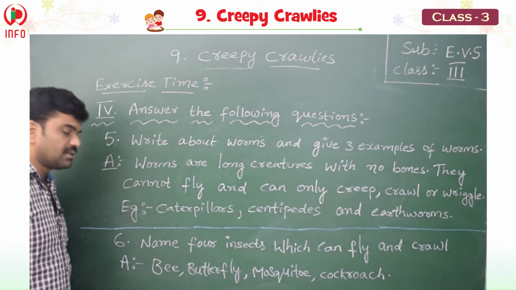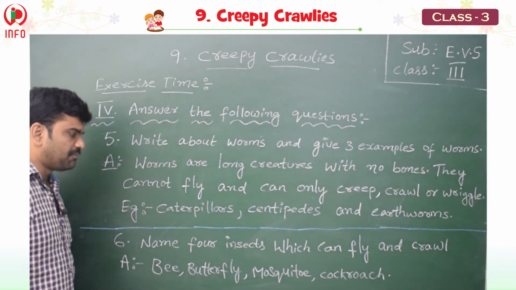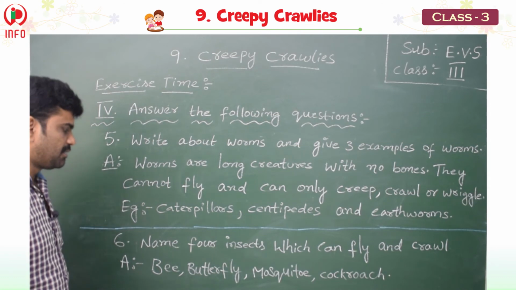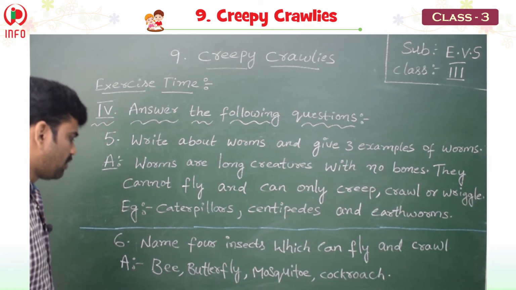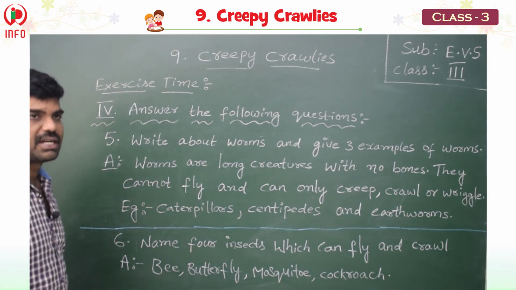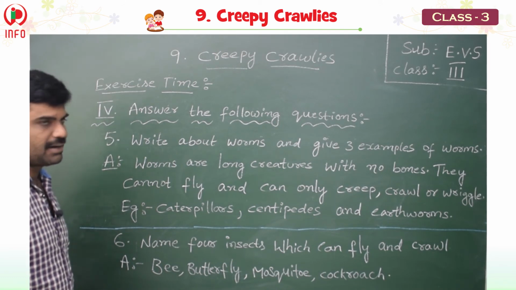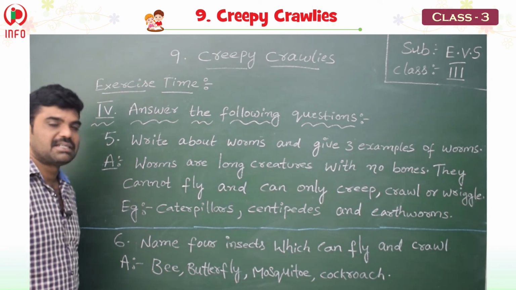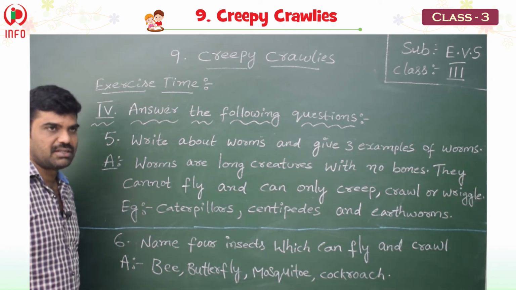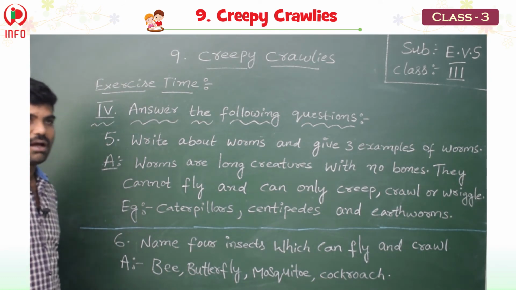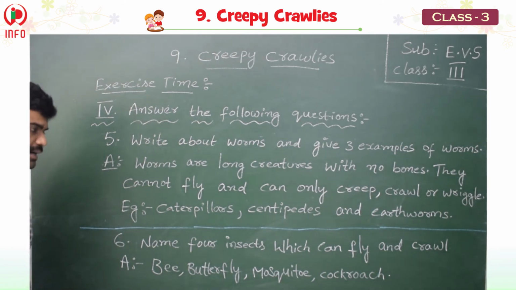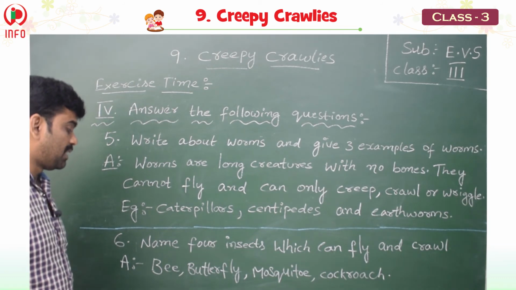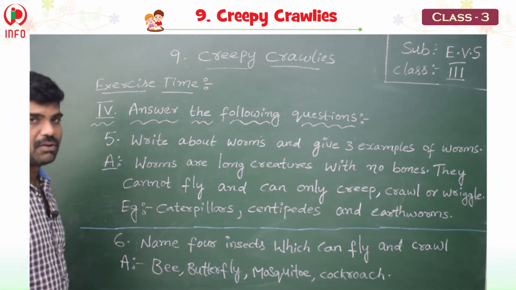Next one, sixth one, name 4 insects which can fly and crawl. That means you have to write the names of 4 insects which can do both flying and crawling. Bee, butterfly, mosquito and cockroach. Children, if you observe, a cockroach can fly and crawl. Like that, these 3 also. Mosquito, butterfly and bee also.